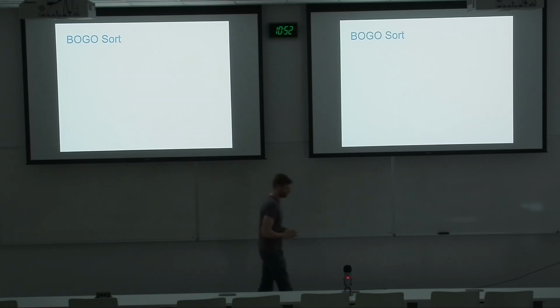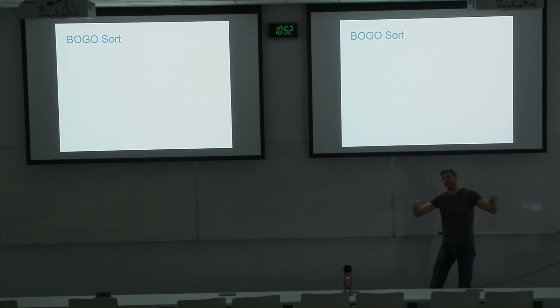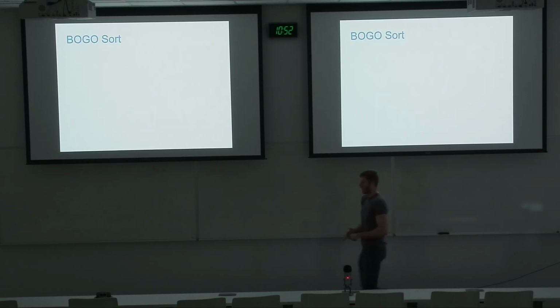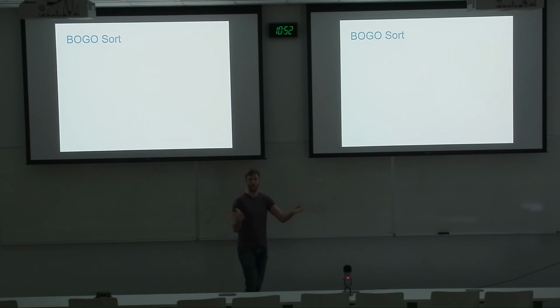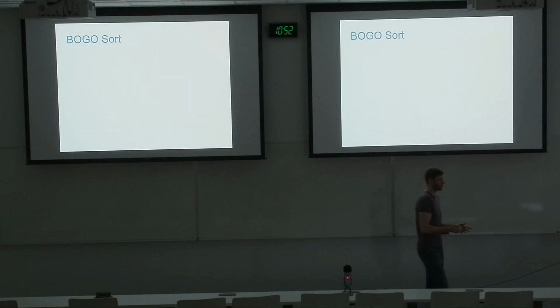Here's the idea. I give you the collection of things I need sorted, maybe just a list of things that need to be sorted. In order to sort it, what I'm going to have you do is shuffle it, and then check if it's sorted. If it's sorted, you're done. If not, shuffle it again. Now, you're probably thinking this is a horrible idea, and you're right, it's a horrible idea.